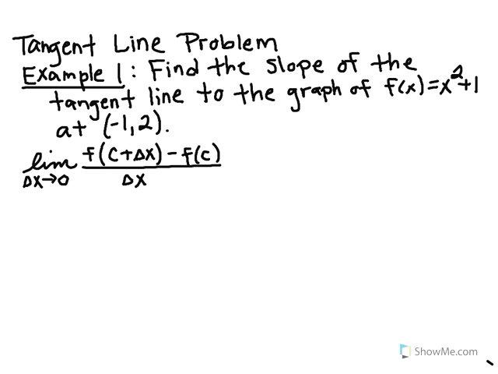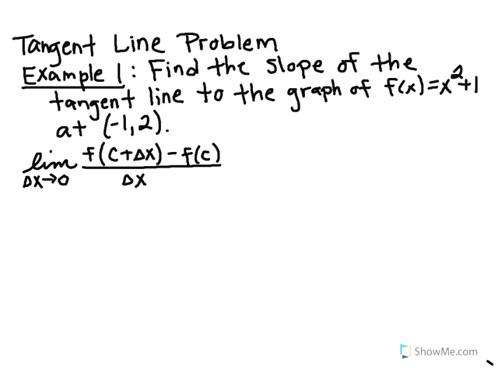Alright, so here's our first problem within the tangent line problem. This example wants us to find the slope of the tangent line to the graph of f of x equals x squared plus 1 at negative 1, 2. If you can envision this function, it is a parabola, it's positive, and it's shifted up 1 unit. And then we want to determine the slope when x is equal to negative 1.